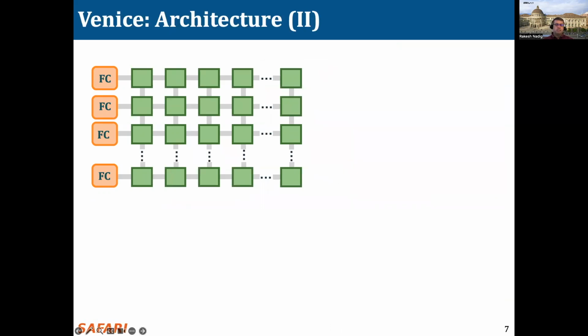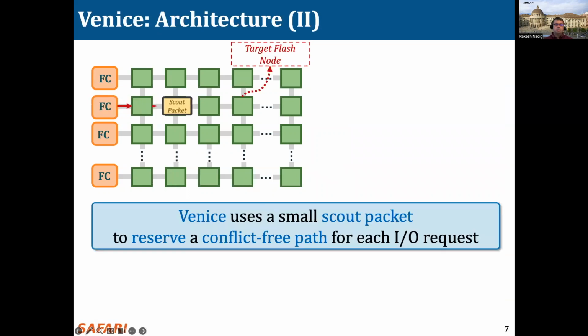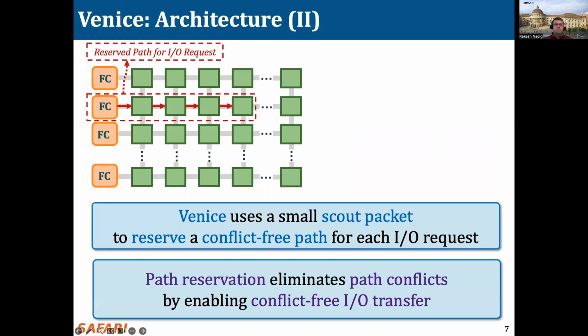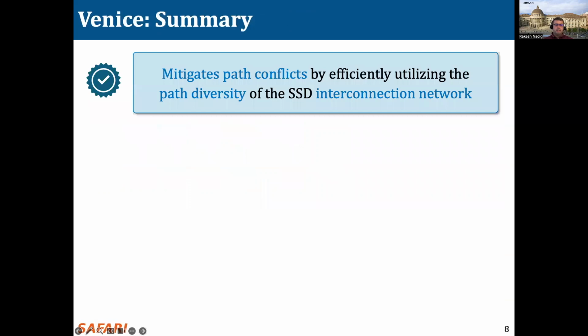Now let's look at path reservation. Venice uses a small scout packet to reserve a conflict-free path for each I/O request, and path reservation eliminates path conflicts by enabling conflict-free I/O transfer. In summary, Venice mitigates path conflicts by efficiently utilizing the path diversity of the SSD interconnection network.